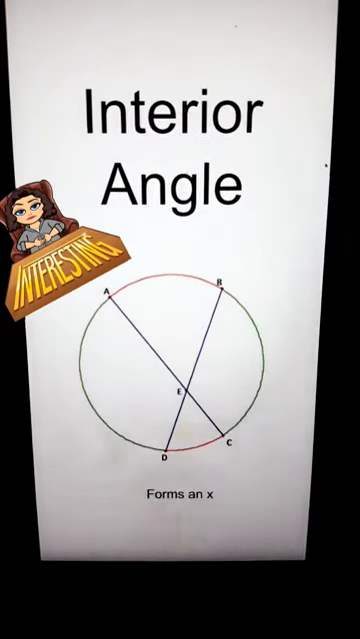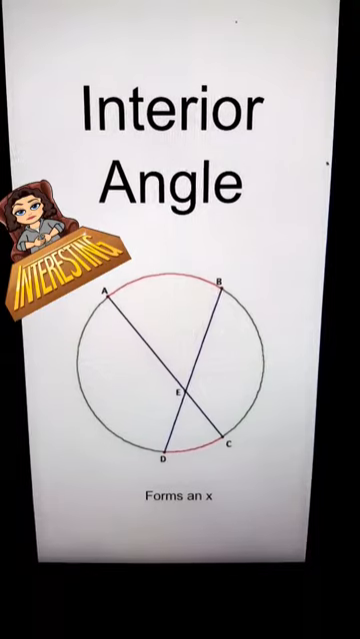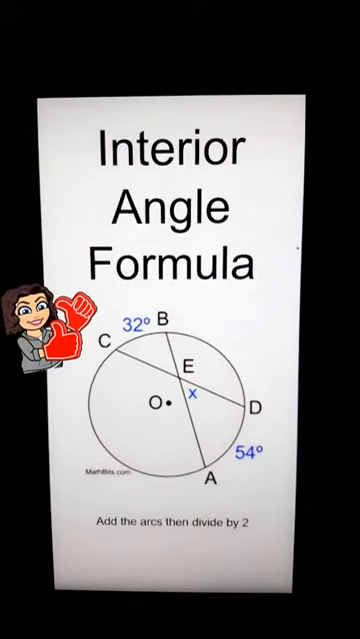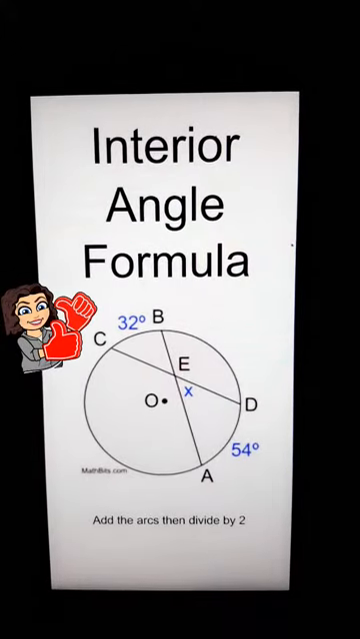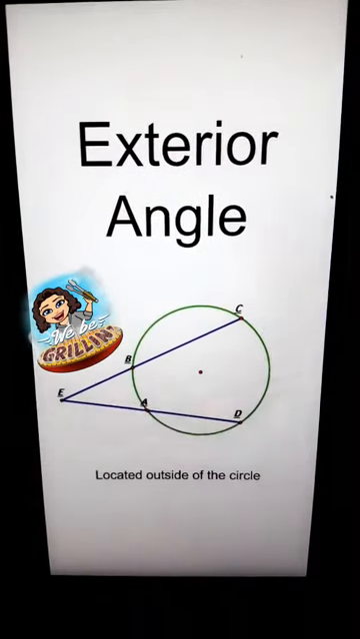Okay, now we're talking about interior angles. Interior angles form an X. Also, remember the opposite sides of those angles are vertical angles, so they'll have the same measure. For the interior angles, the basic theorem is that you add the 2 arcs and then you divide by 2.